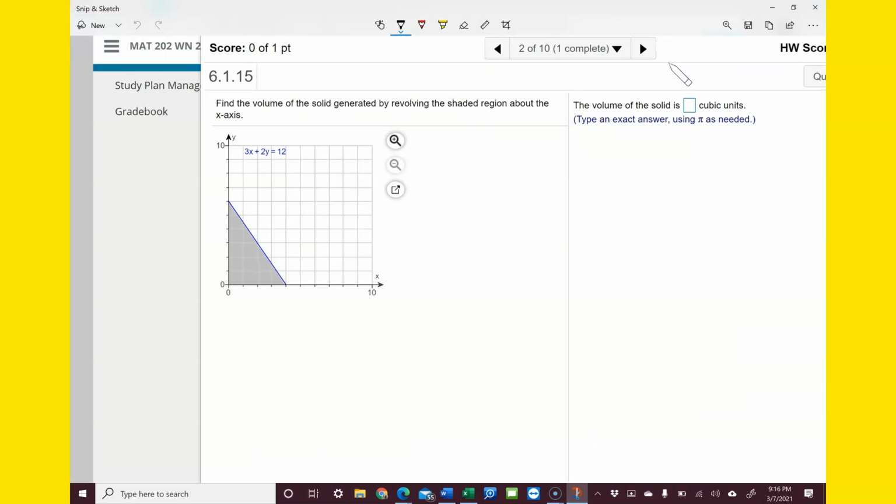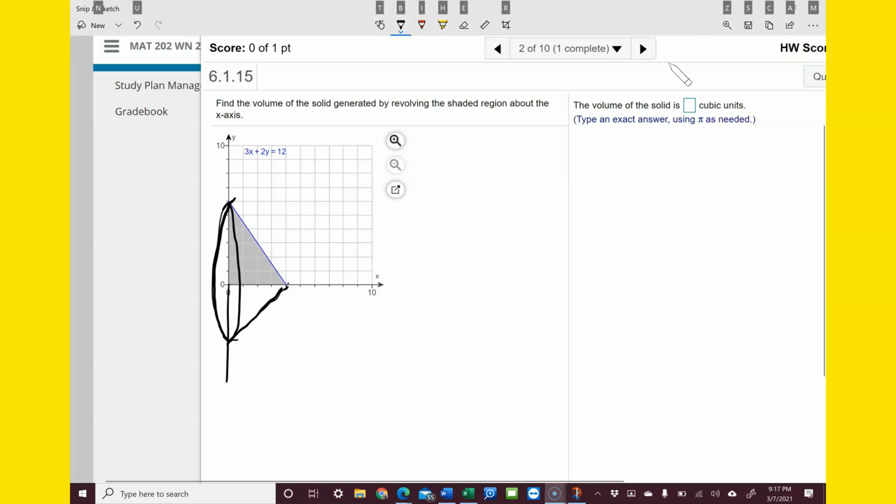About the x-axis. All right, I'm going to make more of a picture here. So this is revolving this thing around the x-axis. All right, so the disk method seems to be a good way to go here.